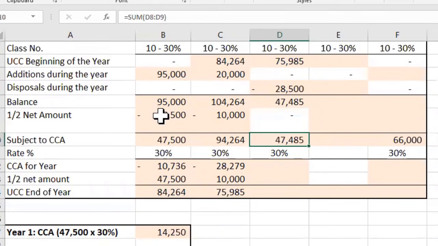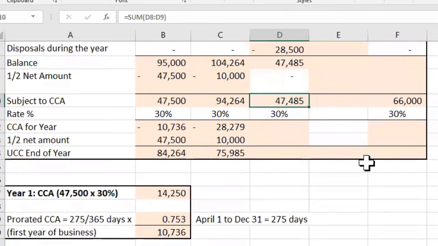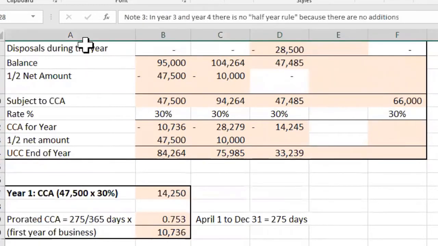So what happens is we'll carry our balance forward. 4745, we'll multiply that by 30%. That's going to give us our CCA for the year, 14,425. We do nothing with the net amount. That's not a thing that happens. And we simply tally up the balance here. And we've got 33 grand for the year 3. Okay, I do talk about the half-year rule down below. If you'd like to take a look at that, there are no additions, or there's no net additions. Now that's in year 3.